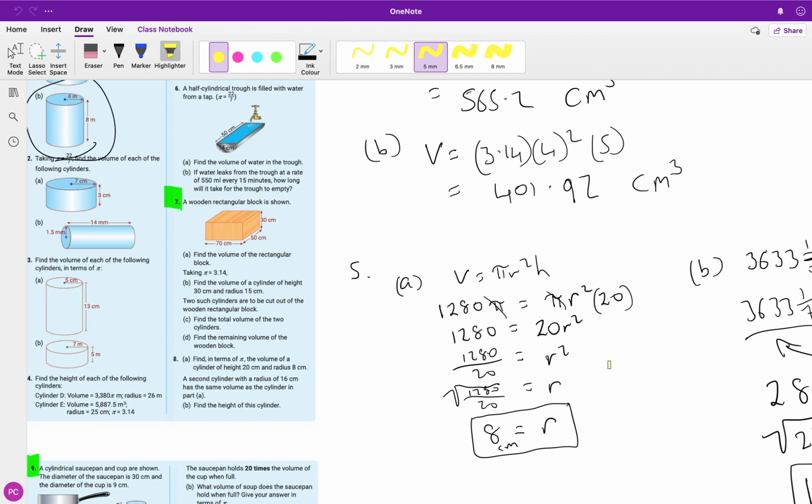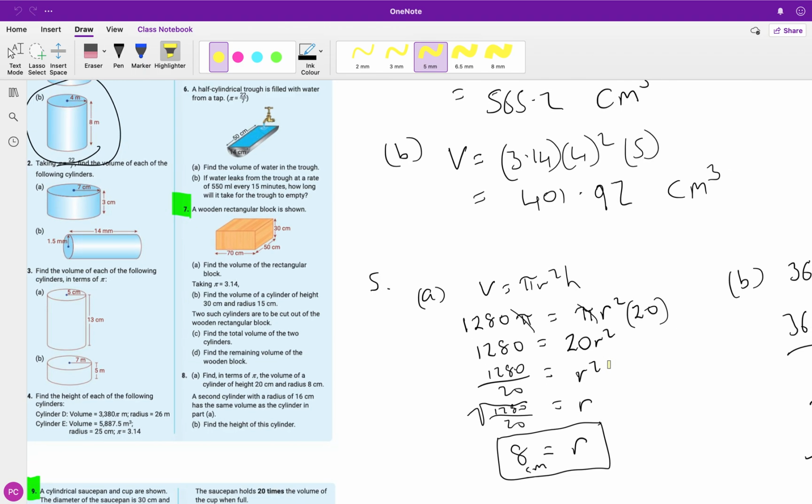So we're dealing with the wooden block. I had to leave it kind of small so I can write. So number 7, a wooden rectangular block is shown. So we have a length, a width, and a height, so we can get an area, we can get a volume. Find the volume of the rectangular block. So the volume of the block is going to be 70 by 50 by 30.